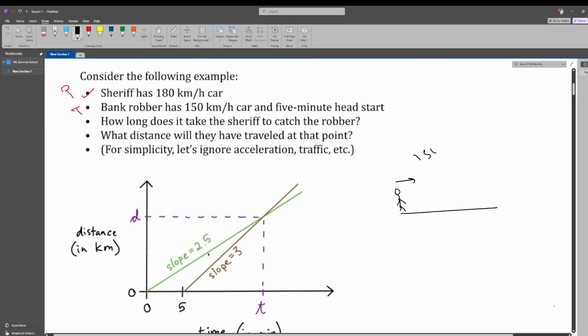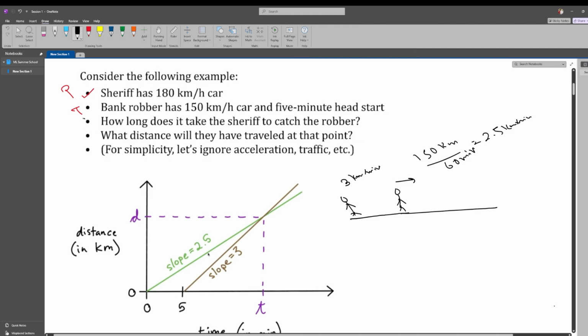Let's call the police officer P and the bank robber T, just to identify them. Let's think of this as the thief's start, and the speed is 150 km per hour. Let's divide 150 km by 60 minutes, which should be 2.5 km per minute, and the police officer has 180 divided by 60, so it should be 3 km per minute. I hope you understood the process. We're just making it simpler, rather than having 180 and 150: 2.5 km per minute and 3 km per minute. Simple as that.